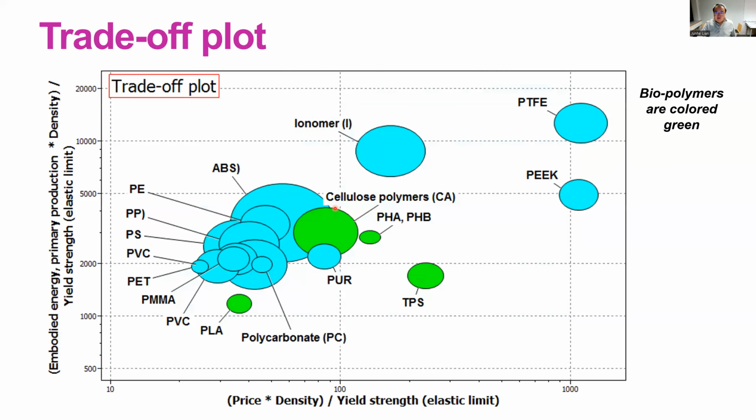And now, if we take into consideration costs and also the eco impact altogether, we can construct such a trade-off plot. So here is basically the price over yield strength, and here is the embodied energy over yield strength. And you can see this is our trade-off curve or trade-off front. And so here is PET, and here's PLA. Exactly, they're on the front.